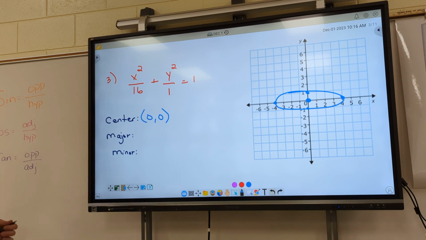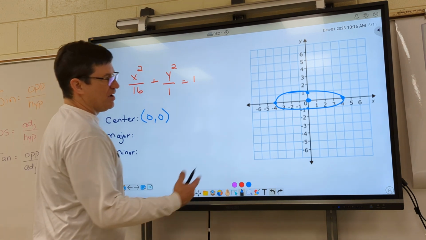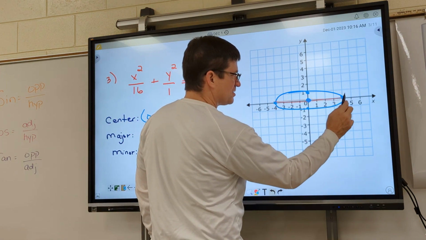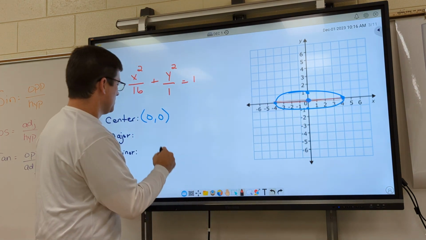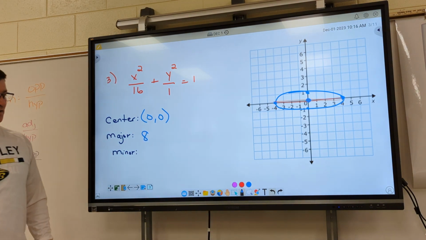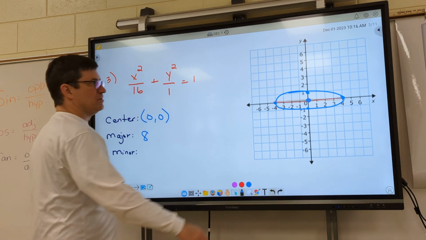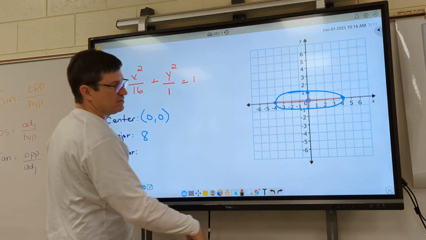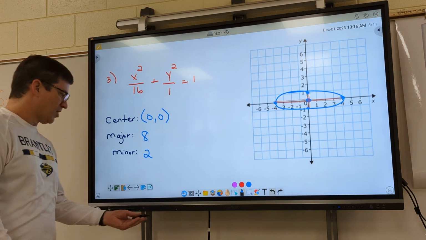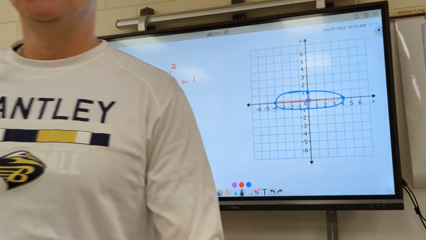All right, so Samari, if you look at your major, the major axis is the one that's longer. So from here to here is how long? Let's count it. 4 plus 4 is 8. And the minor axis is the shorter one. From here to here, count it. It's 2. And that's how you do 3, 4, and 5. So you guys start on 4. Go. Do it just like we did 3.